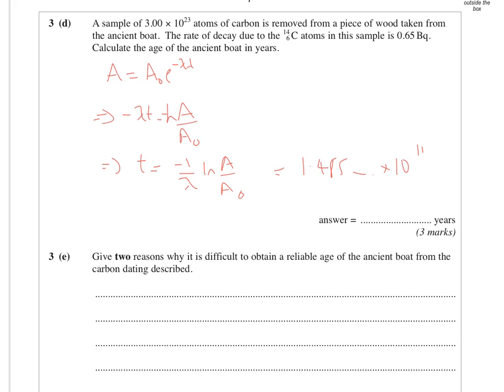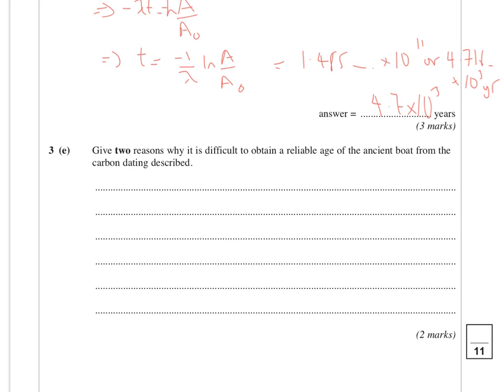seconds. So let's divide that by the number of seconds in a year, which is 3.15 times 10 to the power of 7. So that comes out at 4.716 times 10 to the 3 years. So that's going to be 4.7 times 10 to the 3 years, or like 4,700 effectively.